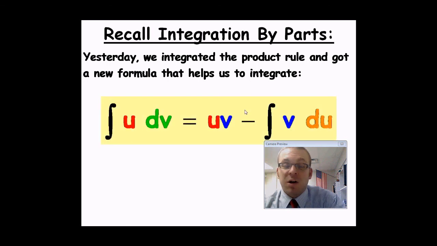You already used it in the opener: the integral of u dv is going to equal uv minus the integral of v du. And remember, the purpose of this is to partially integrate, and then this remaining integral of v du is hopefully easier for you to compute if things work out how you want them to.